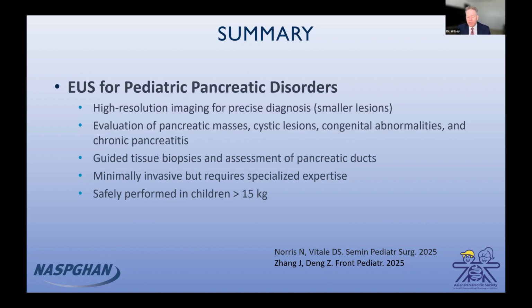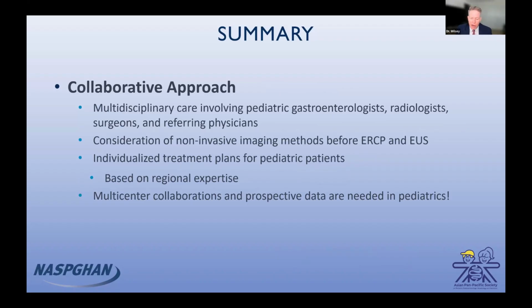And the collaborative approach: we need multidisciplinary care involving pediatric gastroenterologists, radiologists, surgeons, and referring physicians, and consideration for non-invasive imaging before turning to EUS and ERCP, and individualized treatment plans for children, right? Based on regional expertise, and multi-center collaborations and prospective data are needed in pediatrics.